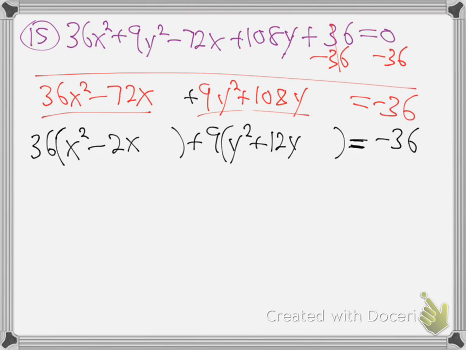Okay, now you need to find the completing numbers. Right? Take the negative 2 that's in front of x, put it over 2 parentheses squared. And take the plus 12 that's in front of y, over 2 parentheses squared. Find the completing numbers. Yeah, that's how you solve that.